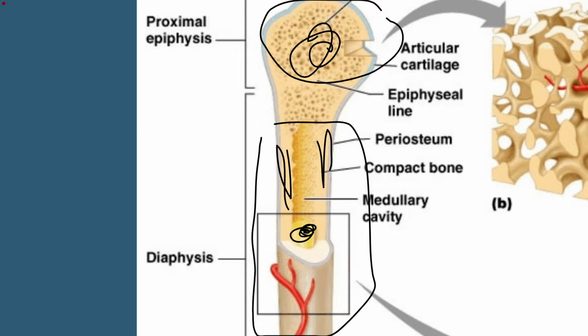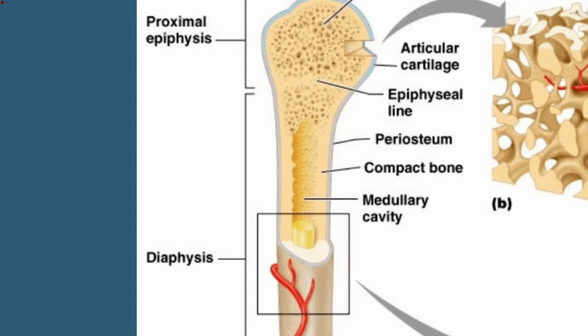This is an adult. You got yellow marrow in there. We got the epiphyseal line. So that's all bony tissue, so no growth happening here. So this is an adult. And then we got the periosteum on the outside here.